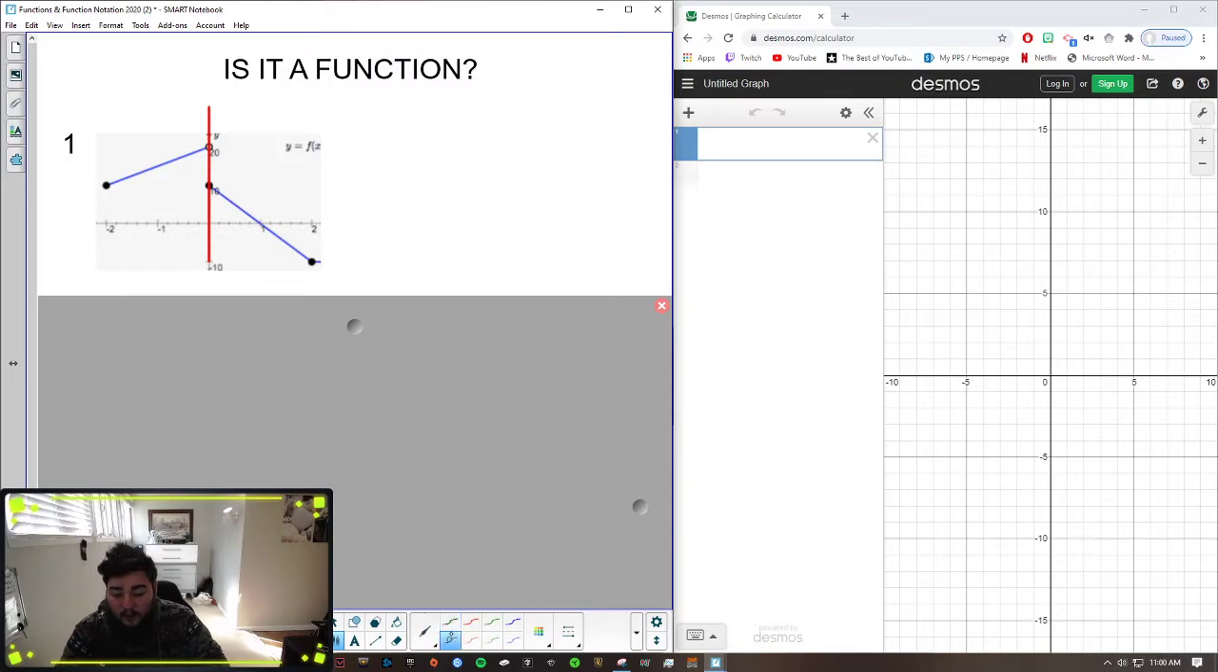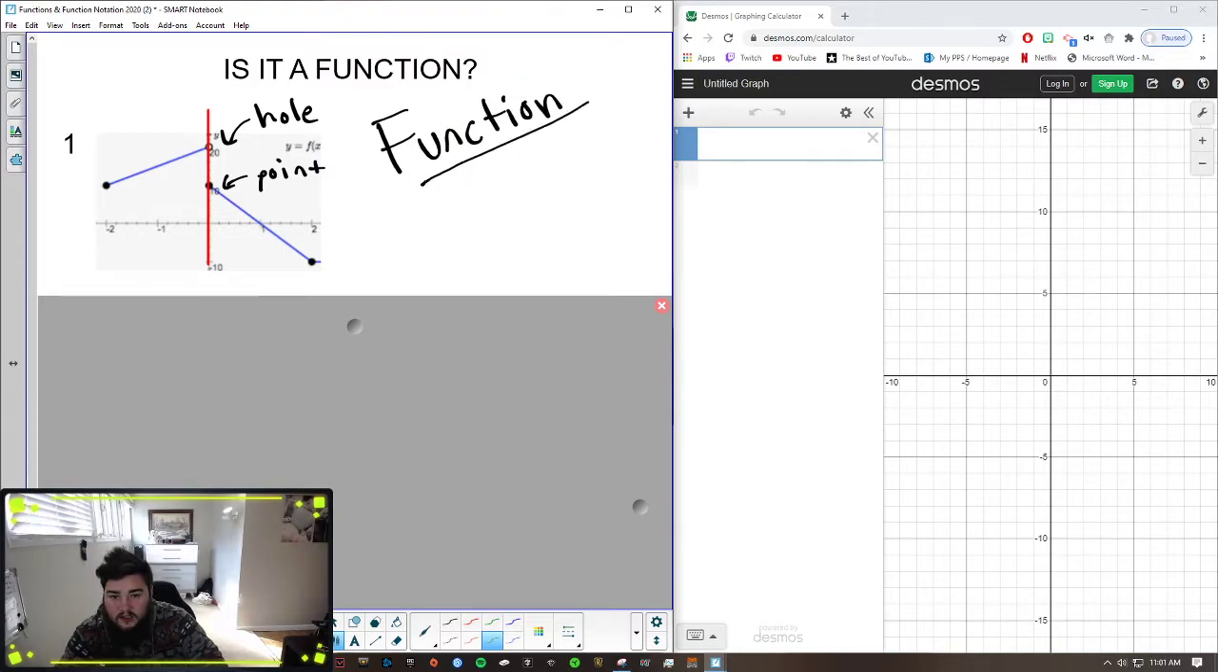But if you remember, we have a closed point, we call this a point, and we have an open point, or in other words, a hole. A hole does not count as a hit. My line goes right through the hole and it misses the graph. So at this spot, my graph really is only getting hit one time with my vertical line. So my vertical line is only ever hitting my graph one time. Since I'm only hitting one time, this is a function.